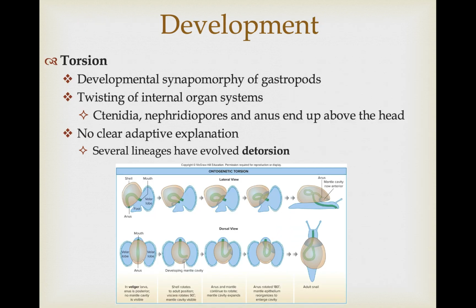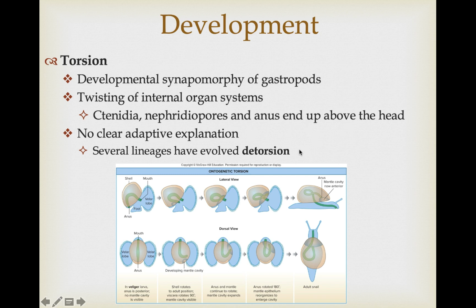The other thing that gastropods do is they have a synapomorphy called torsion. This is a bizarre pattern of development where we see twisting of the internal organs and organ systems, which means that we have some really weird orientations associated with the ctenidia, the nephridiopores, and the anus. They end up actually above the head in gastropods. Why this has happened, no one has been able to explain. There doesn't appear to be any clear adaptive explanation for this.